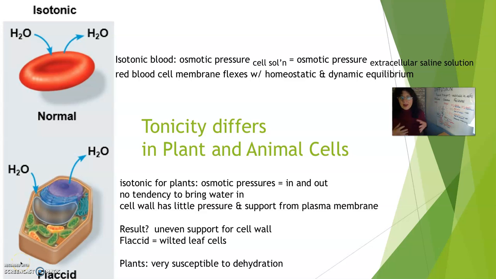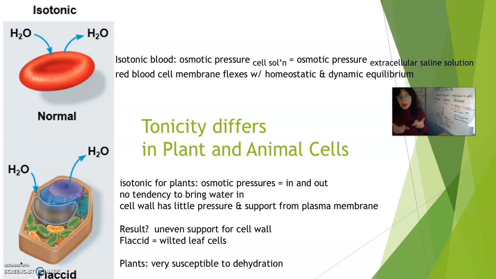Hi everyone, we're on our last video for activity 2, and I think that this is probably the most important video for your report sheet of any of the videos of this whole series, because this will really help you to answer your questions in the report sheet. So we're talking about the tonicity differences between plant and animal cells.